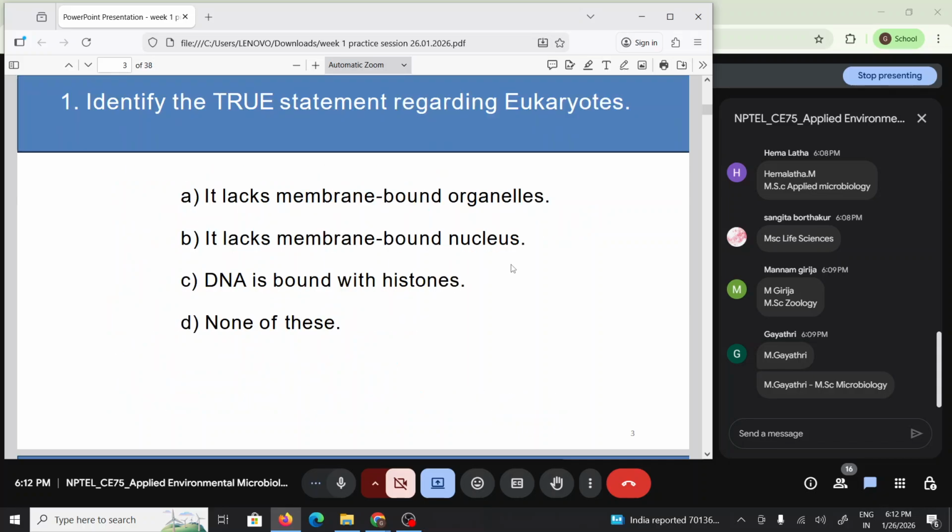So as said, I'll post some questions. You can just post the options in the chat box. So the first question is, identify the true statement regarding eukaryotes.